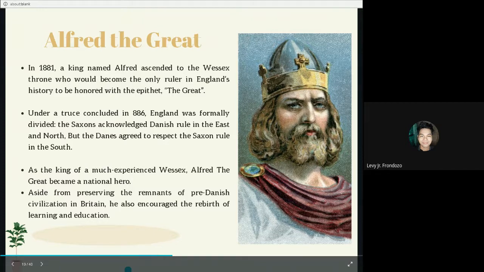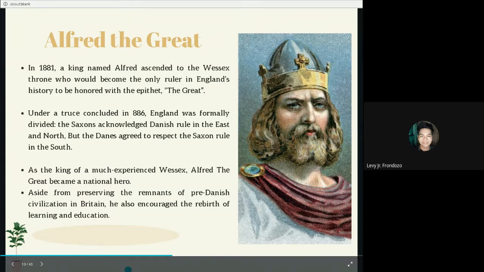So parang baliktaran po sila. So the Saxon acknowledged Danish rule in the east and north, pero yung mga Danes naman po agreed to respect the Saxon rule in the south. So as the king of a much expanded Wessex, Alfred the Great became a national hero. So just a little recap po, Alfred the Great, the only ruler in England's history to be honored with the epithet the Great, and he became a national hero.